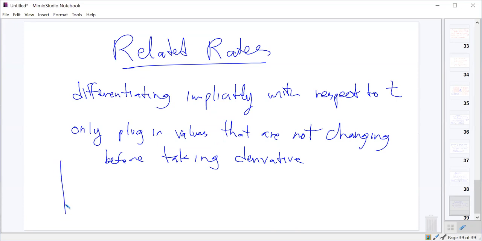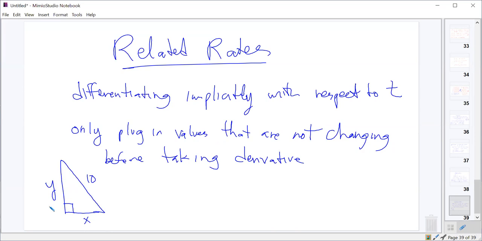So for example, if I have a situation, and this is relatively common, where we have a ladder that happens to be sliding down and the ladder is 10 feet long, it's okay to put that 10 because that ladder is not changing its height. The ladder is always 10 feet. But if I have a y and an x and I say that when x is 6, y is 8, I don't want to put 6 and 8 in here because the ladder is sliding down and y is changing, so is x. I have to leave those as x's and y's before I can go through and solve the problem.